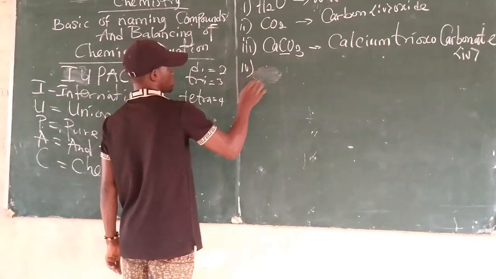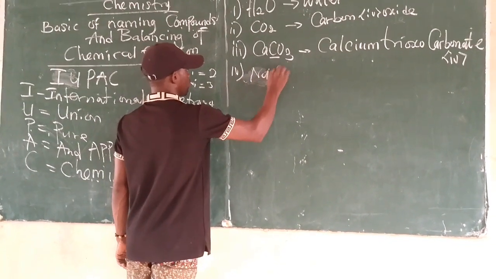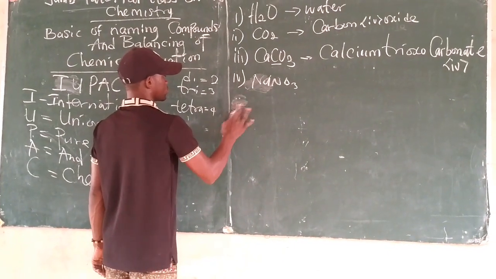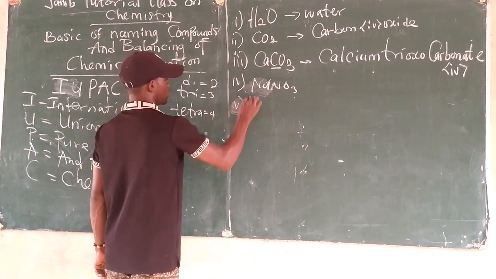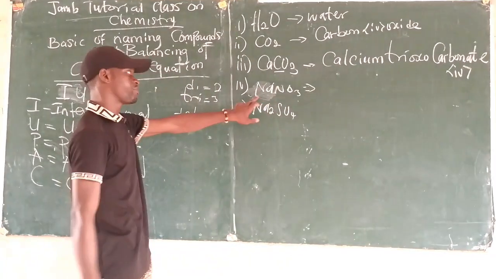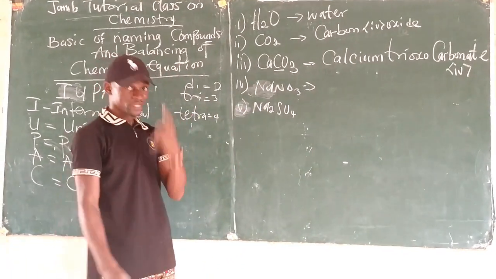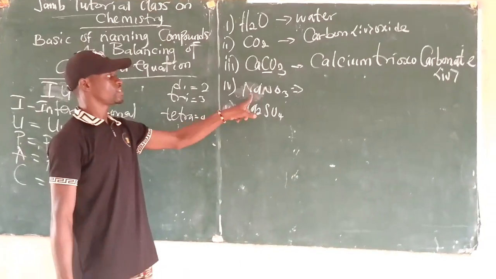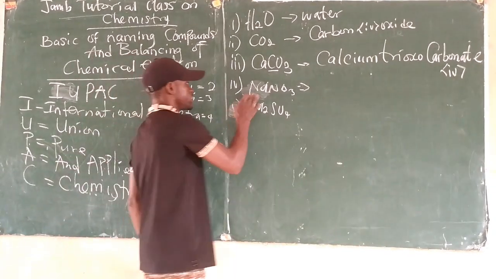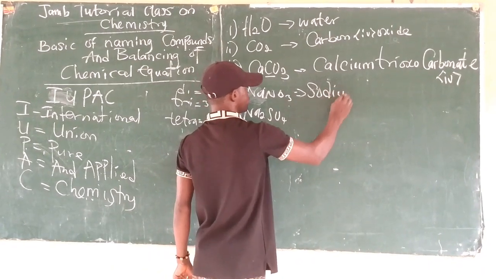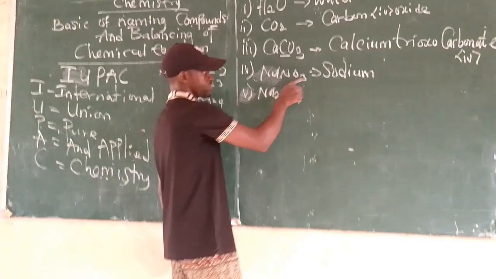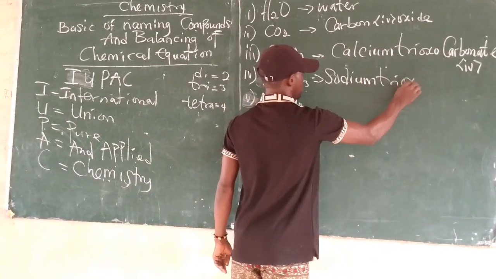Now let's come to the next one. This is number 3. We also have NaNO3, and then Na2SO4. Let's do this. Like I said, the first element, which is sodium, give it its original name. So this is Na, sodium. This is oxygen, 3 atoms of oxygen. It is trioxo.